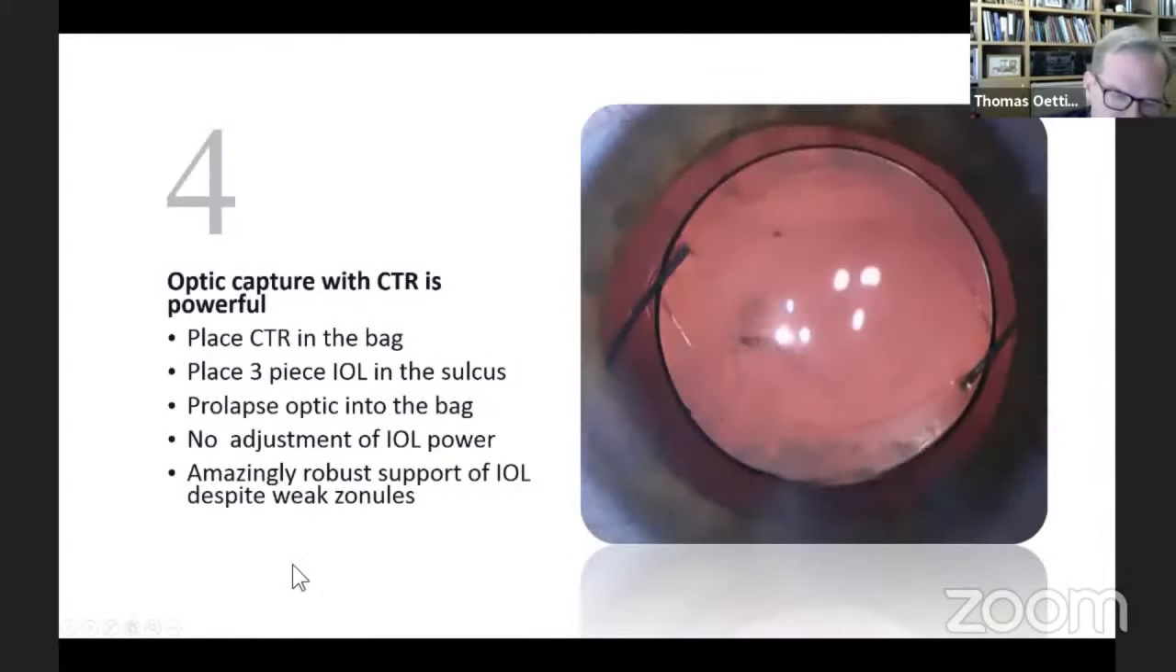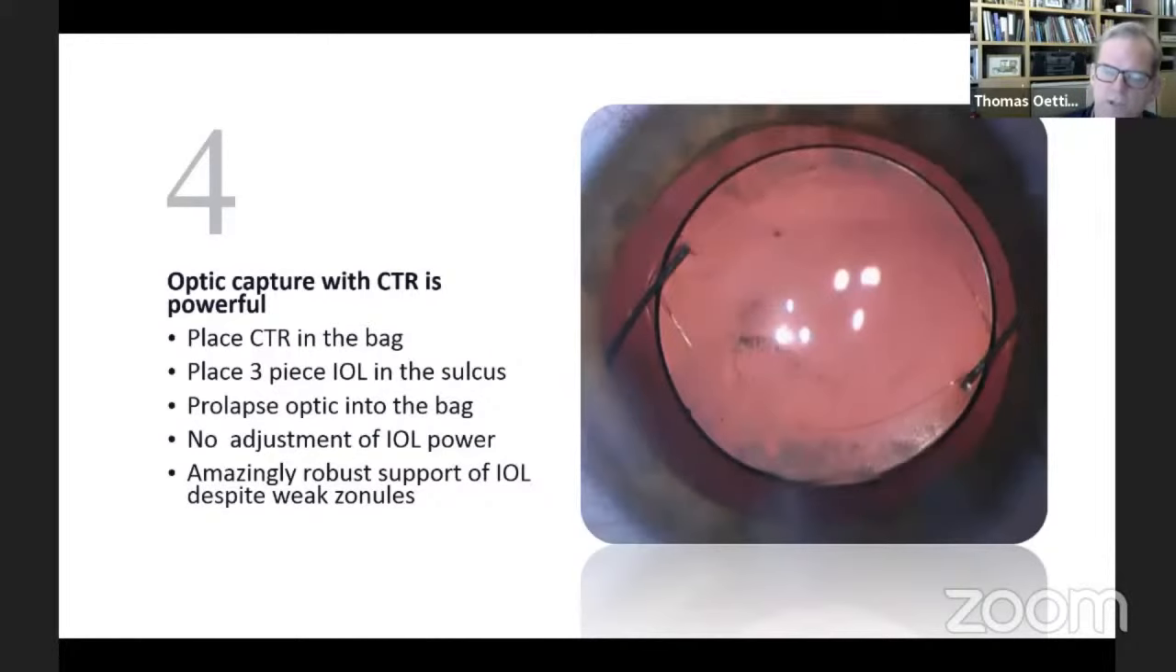The fourth tip, and this is really important, is I just want to emphasize how powerful optic capture can be. We talked about reverse optic capture earlier, which I think is really useful, but I'm talking about traditional optic capture where the haptics are in the sulcus and the optic is in the bag. This is a very powerful way to secure a lens when you have weakened zonules, particularly if you supplement that with a capsular tension ring in the bag.